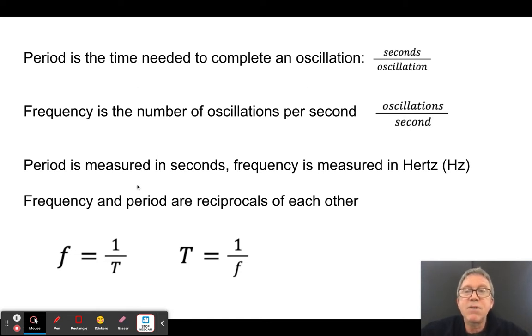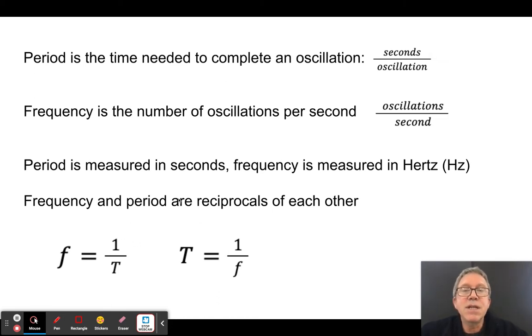Now, frequency isn't that hard to get your head around. It's just the reciprocal of period. So instead of saying how many seconds per oscillation, let's make it easy: 4 seconds to complete an oscillation. If I flip it around, one oscillation took 4 seconds, so the frequency would be 0.25. Frequency is just the reciprocal of period, and period is just the reciprocal of frequency.